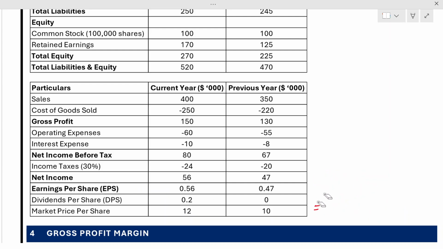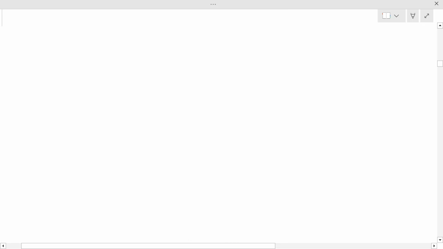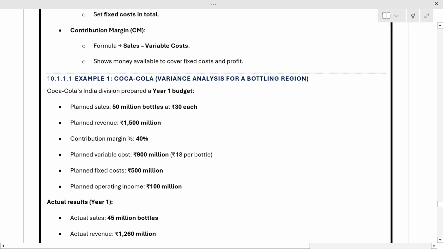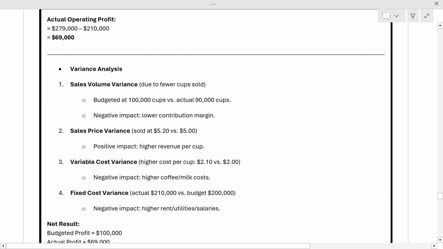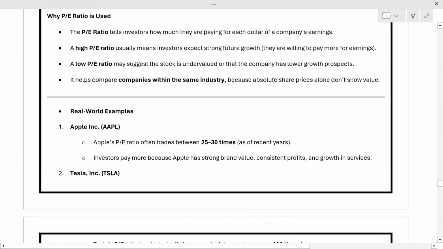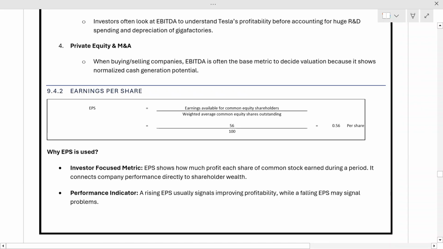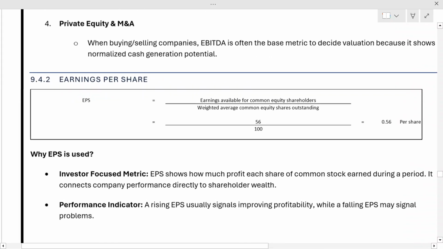So if we go below again and try to see the EPS, we will be able to infer out of that and understand it better. So this is our EPS, right? So this is here. So our EPS here is 0.56 per share.